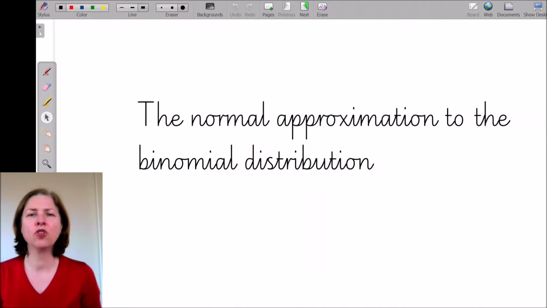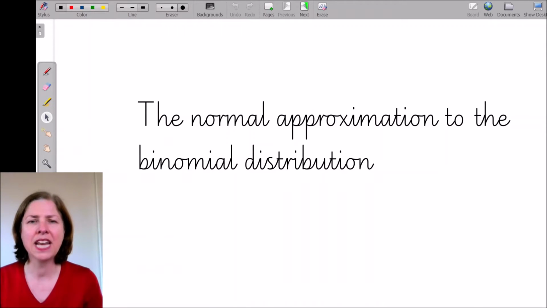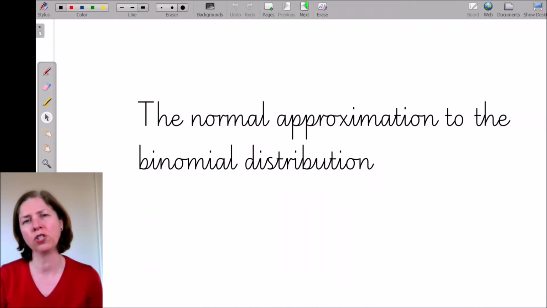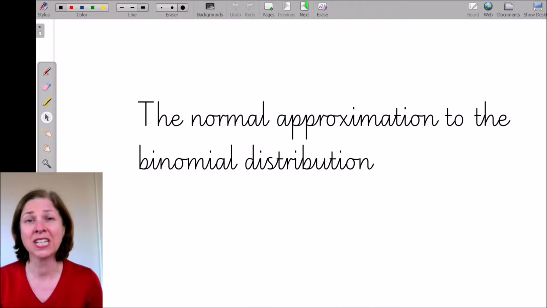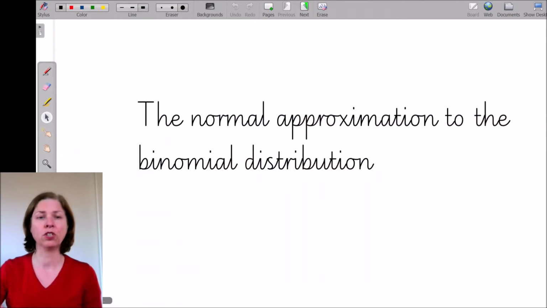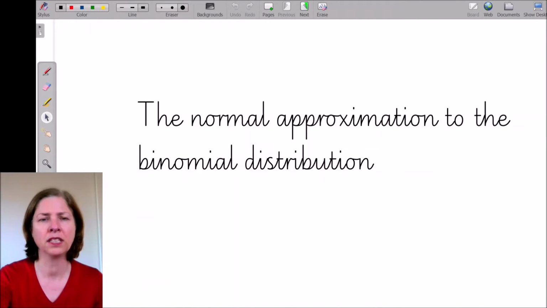Today we're looking at the normal approximation to the binomial distribution. So hold on a second, we've been looking at the normal curve in recent videos. So why are we now talking again about a discrete distribution, the binomial distribution? What I'm going to show you is that when we have a lot of tests, a discrete distribution, the binomial distribution, can start to look like a normal curve. So let's explore that a little bit.